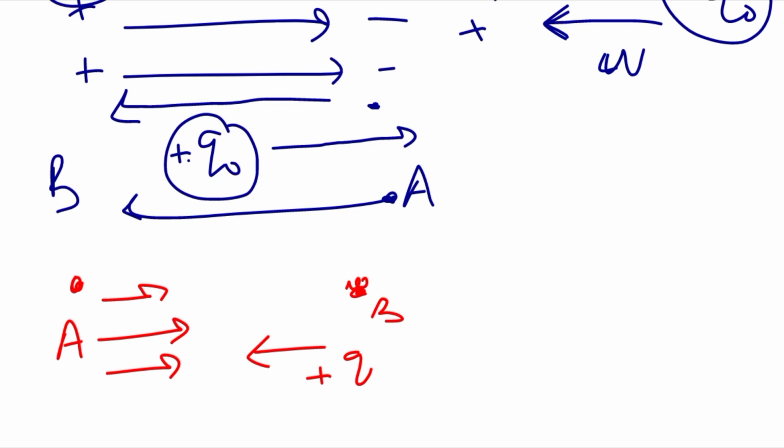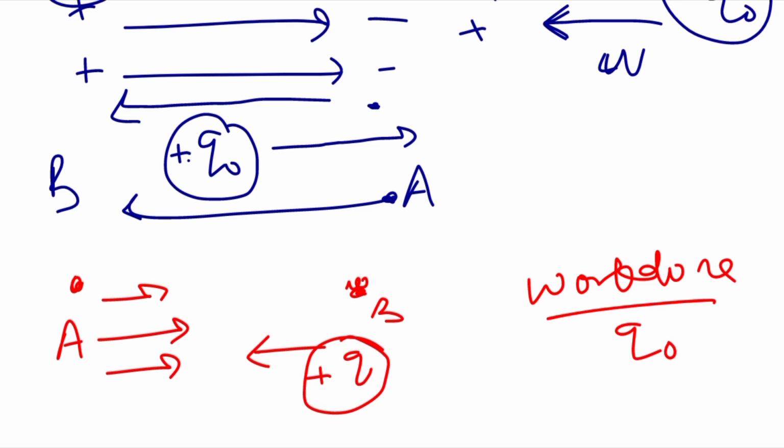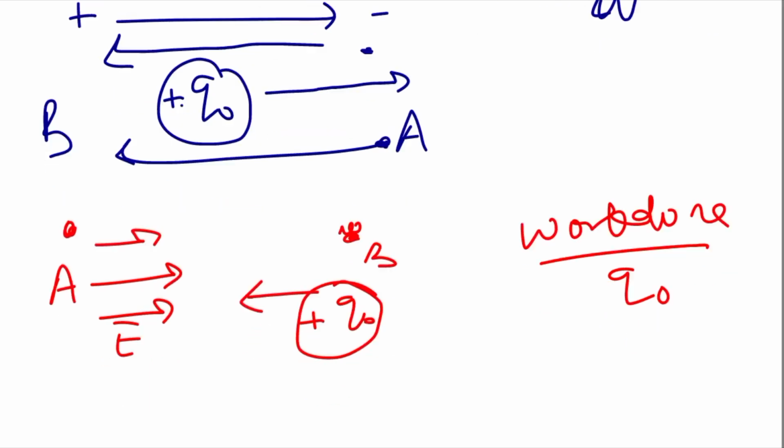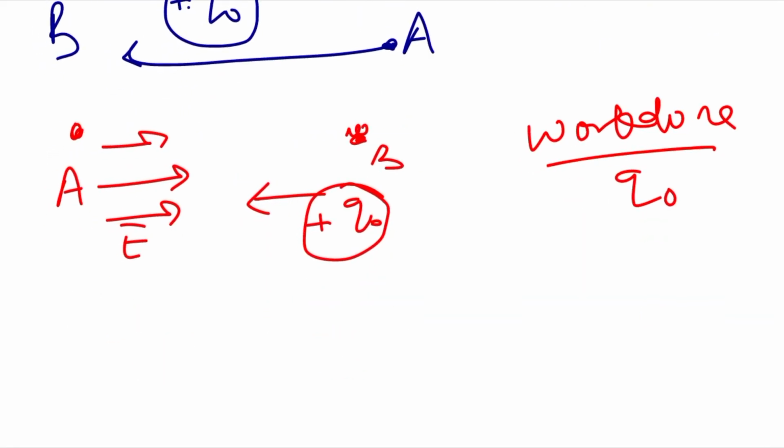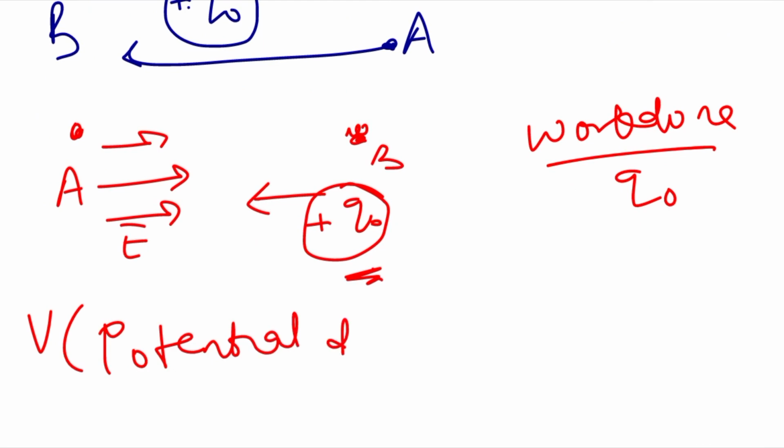Now the work done due to this charge here, which means the work done due to Q naught, is said to be the potential difference between point A and point B. Let me come again. The work done in moving a charge, this Q naught, from point B to point A is said to be the potential difference. Let me write it down. Potential difference between point B and point A, or point A to B, is said to be the work done over Q naught.